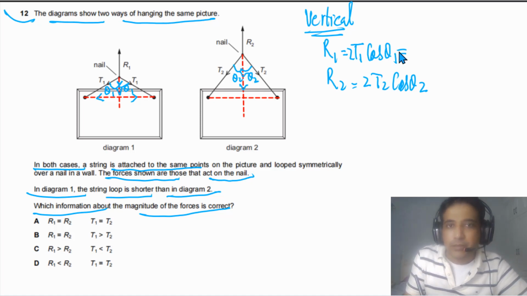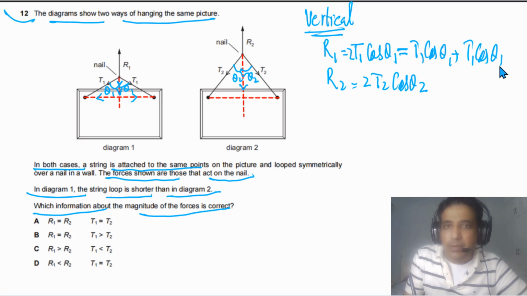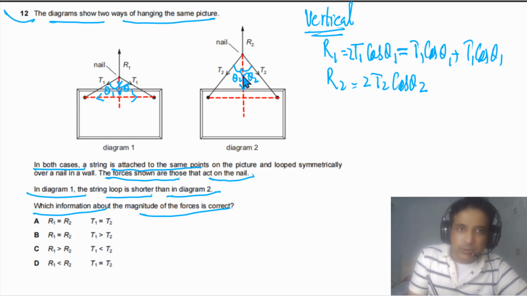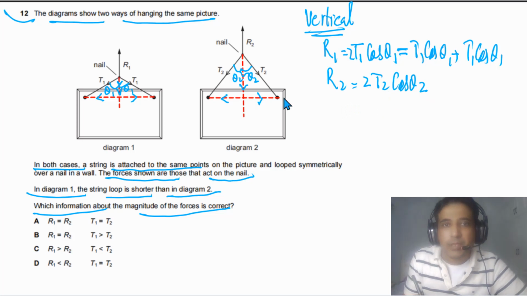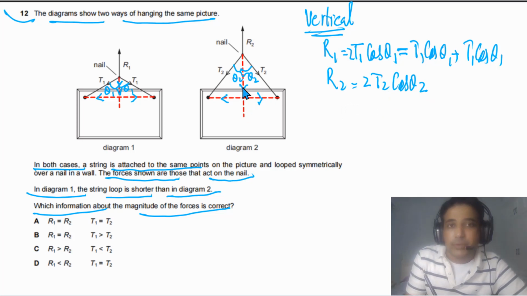Simply if you want to write down in detail, you can say we have T1 cosine of theta 1 plus we have T1 cosine of theta 1. So in this case these two vertical components are acting vertically downwards and this horizontal component is acting to the right and this is to the left. So these two horizontal components will cancel each other, but we are only interested in vertical.